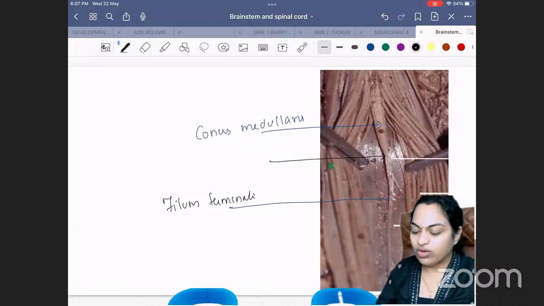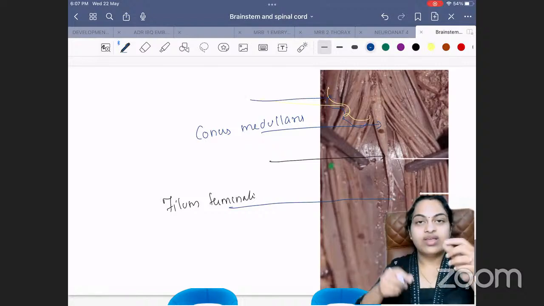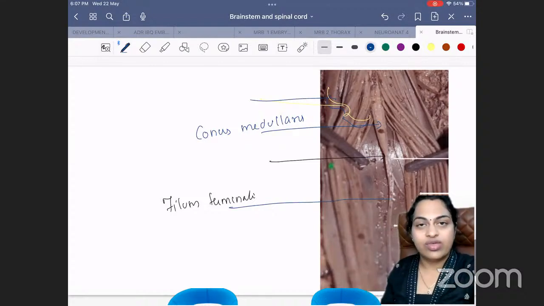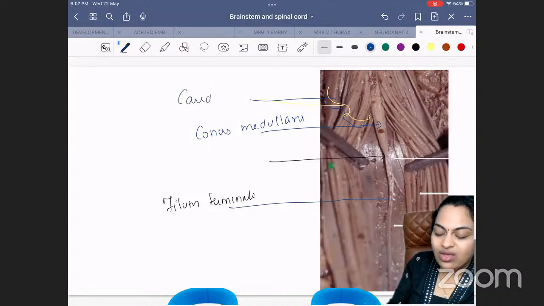Another spotter for you here. You can see this bunch of nerves here. What is that? In your university exam spotter, they'll tie this bunch of nerves with a thread, and the question will be asked: identify the tied structure. What does it contain? Yes, you're right. It is going to be the cauda equina.